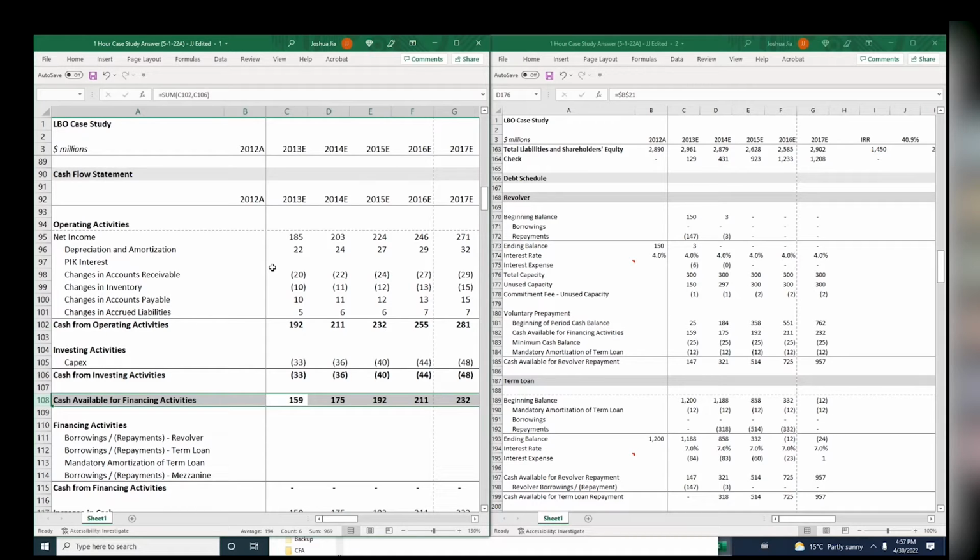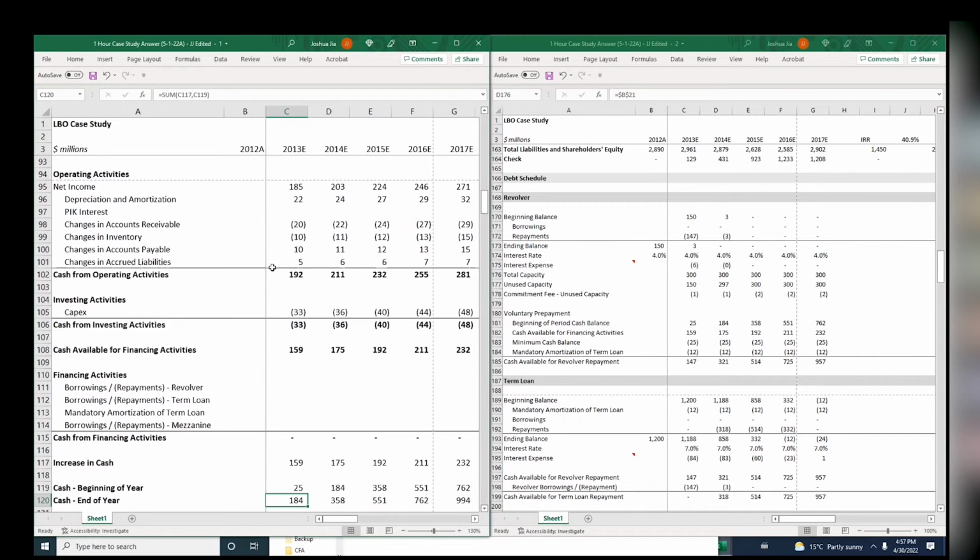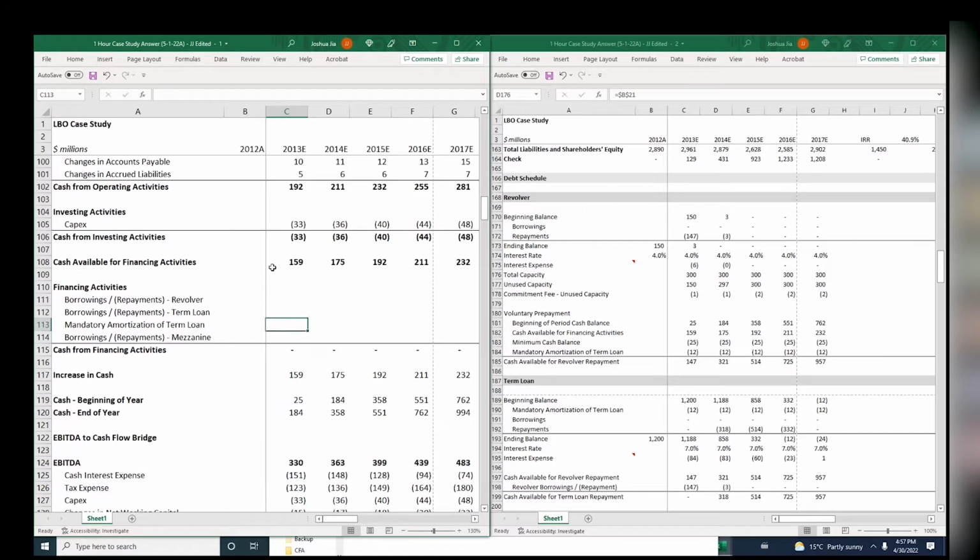Cash available for financing activities. What does that actually mean though? This is the money that determines if you need to borrow money or if you can repay debt. And you can see right now it's positive. That's good. But this is also because I took out the interest, but we'll throw that in later. I'll show you how. Okay, so this part's empty for now.